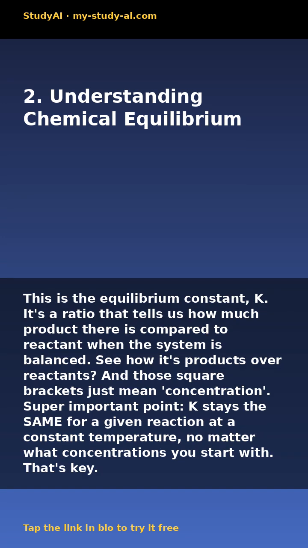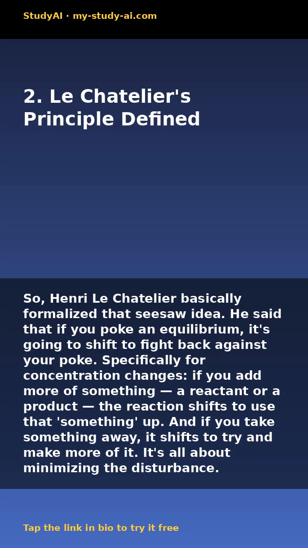This is the equilibrium constant, K. It's a ratio that tells us how much product there is compared to reactant when the system is balanced. See how it's products over reactants? And those square brackets just mean concentration. Super important point: K stays the same for a given reaction at a constant temperature, no matter what concentrations you start with. That's key.